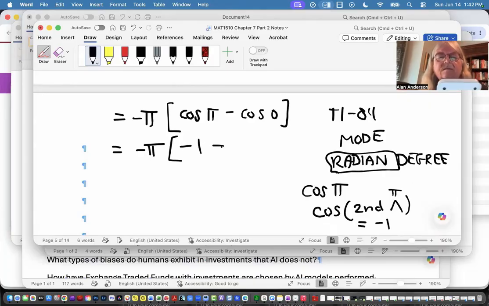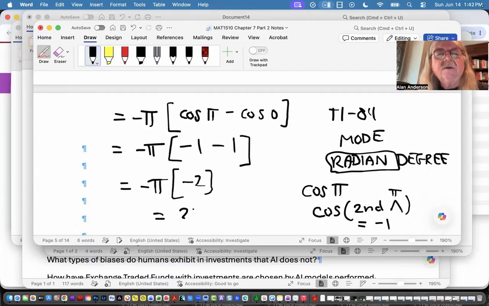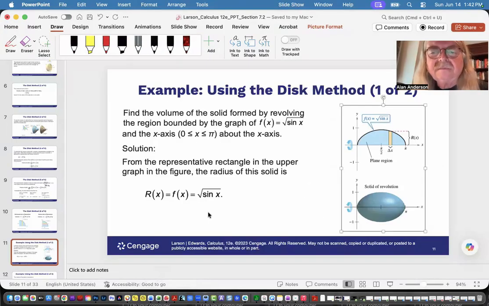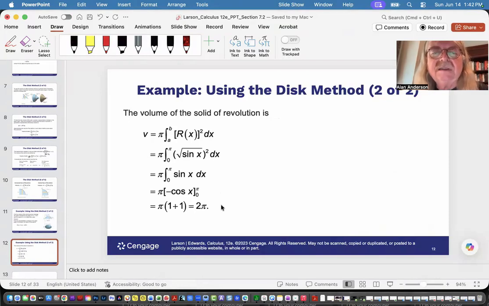Now, for 0, you just hit cosine 0. You're all set. And that happens to be +1. And so you've got -pi, -2, which is 2 pi. Right. So, good opportunity to get some review with that calculator. So the total volume is 2 pi.